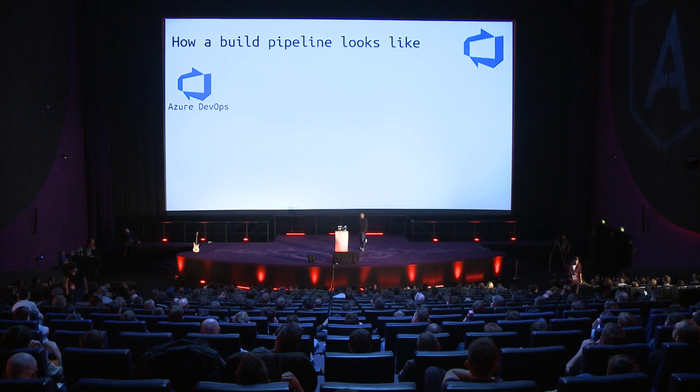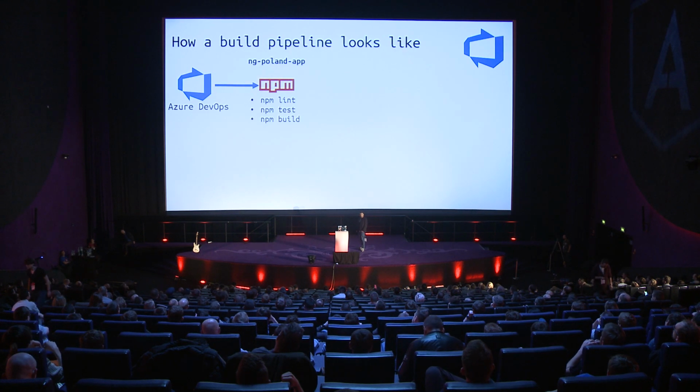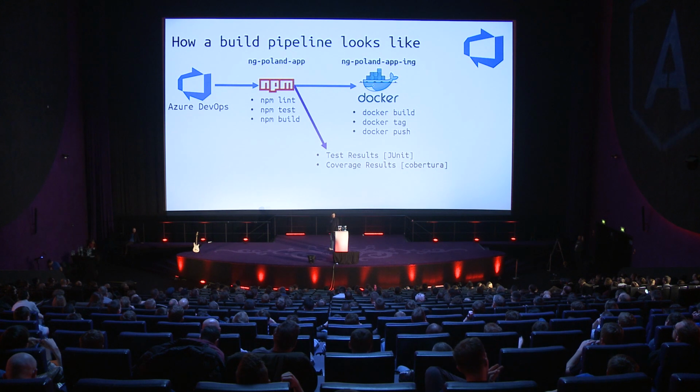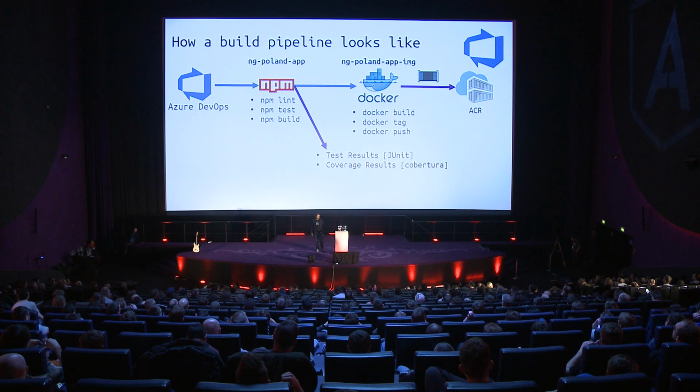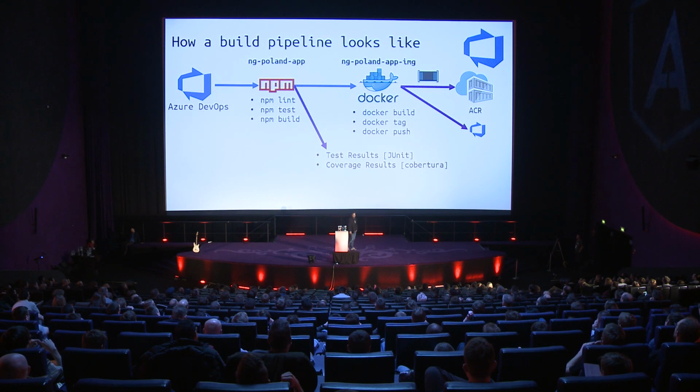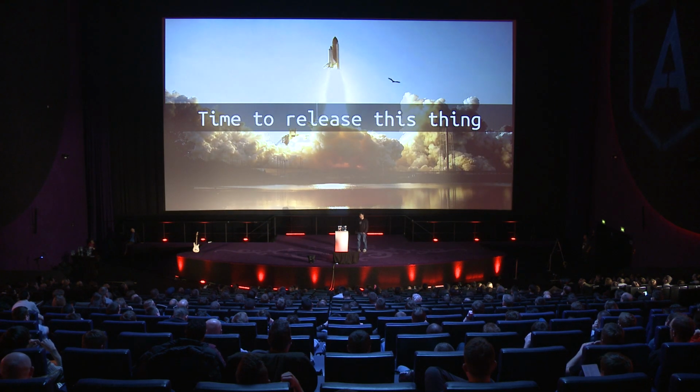All right, so how does the build pipeline look like? So we have Azure DevOps that runs the build, and when that build finishes on the master branch, it produces the test and code coverage results as usual. Then it fires up the Docker container build. It versions the image, emits the container image to a target container repository, and emits the artifacts. Okay, so we're ready. So let's release this thing.